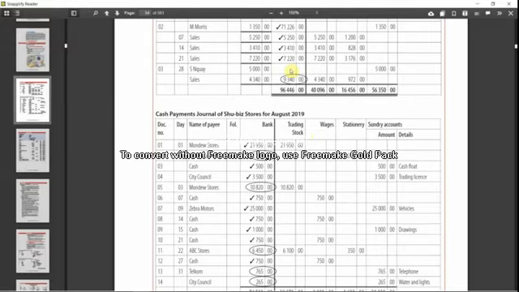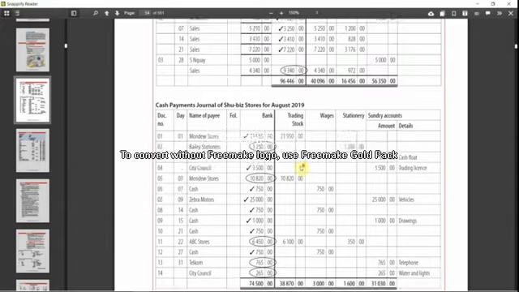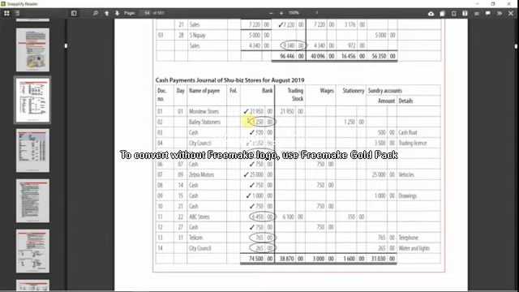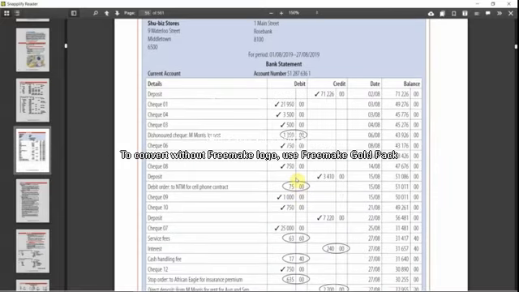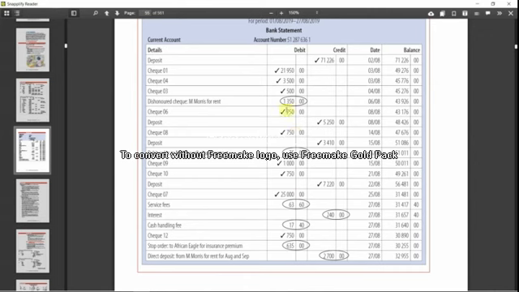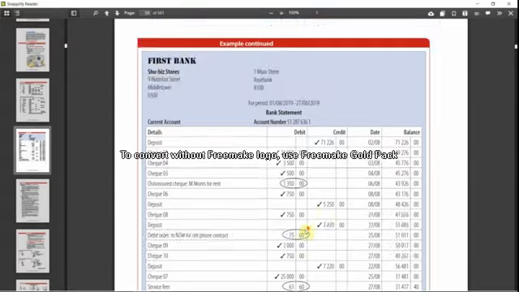Similarly, once you're done with your cash receipts journal, go through your cash payments journal one by one and tick the ones in the bank statement that correspond. If you don't find an amount in the bank statement, in this case on the debit side, then you will circle it. For example, this 1,250, if we go to our bank statement, we won't find any 1,250 on the debit side.